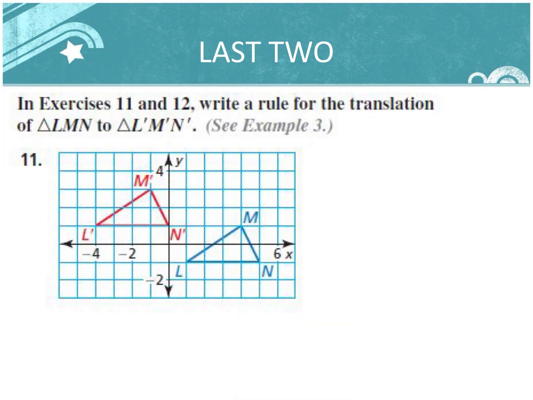So please take a second to write your rule of translation. Now the setup's going to look like X, either plus or minus a number, comma, Y plus or minus a number. I'm going to put a number symbol. Please pause the video and try to do this on your own.